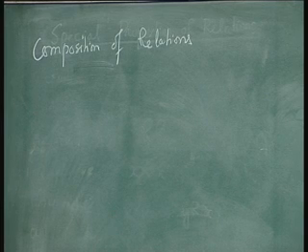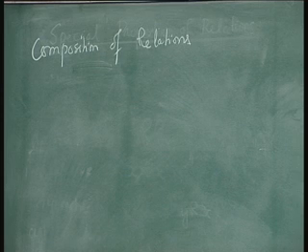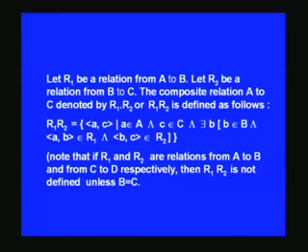What do you mean by the composition of relation? Let R1 be a relation from A to B and R2 be a relation from B to C. The composite relation from A to C, denoted by R1 dot R2 or R1 R2, is defined as follows. R1 R2 is the set of pairs (a, c), where a belongs to A and c belongs to C, and there exists b belonging to B such that (a, b) belongs to R1 and (b, c) belongs to R2.